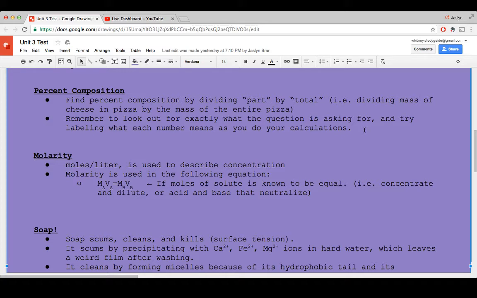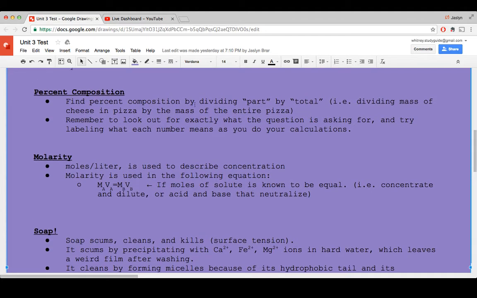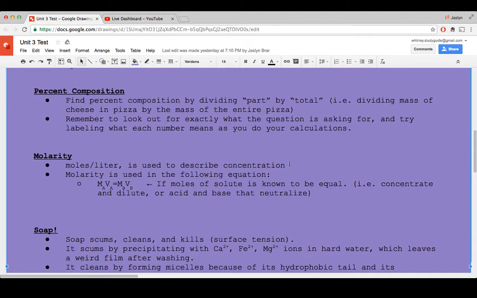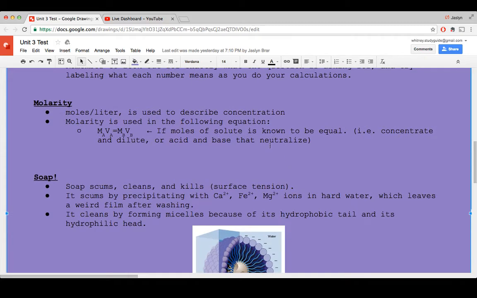So that usually helps. It kind of keeps me on track as I'm doing it. So that's pretty much it for percent composition. And then we're going to go on to molarity.